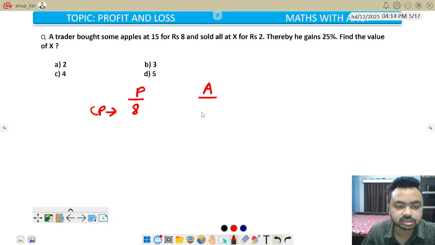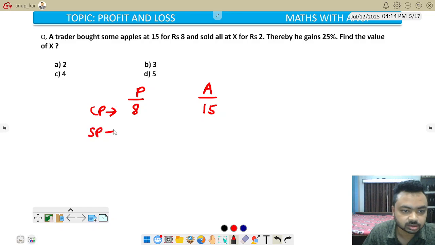So cost price is 8. Number of articles, apples, bought is 15, and sold all at x for rupees 2. So this is my x. Here we can do one thing. Thereby he gains 25%.